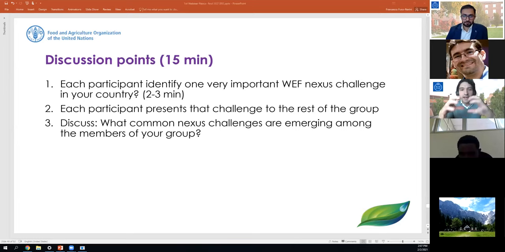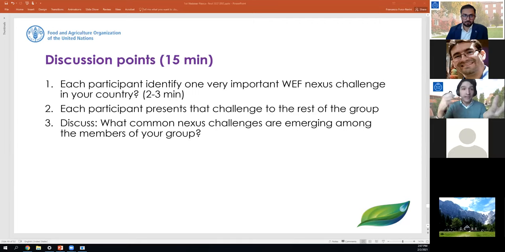So any challenge that involves more than one sector, like the ones that we saw, between the energy, the water, and the food land sector. It could be a challenge that starts in one sector. An example could be a new hydropower project that starts in the energy sector. But then of course it has Nexus implications. This hydropower project might divert water from agriculture, and of course uses water that could be used in other ways.